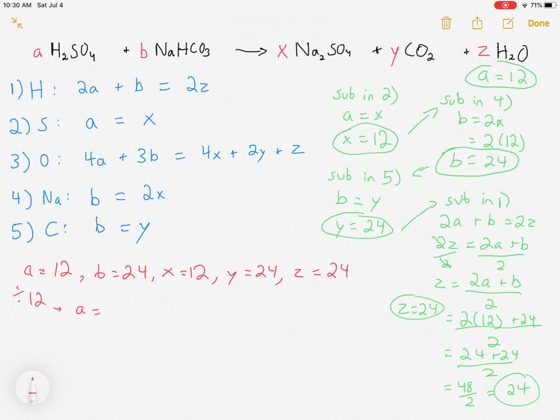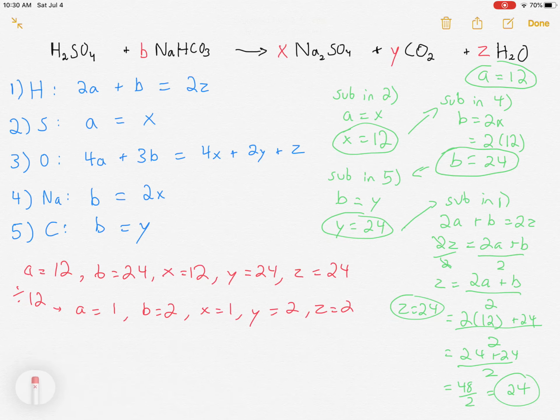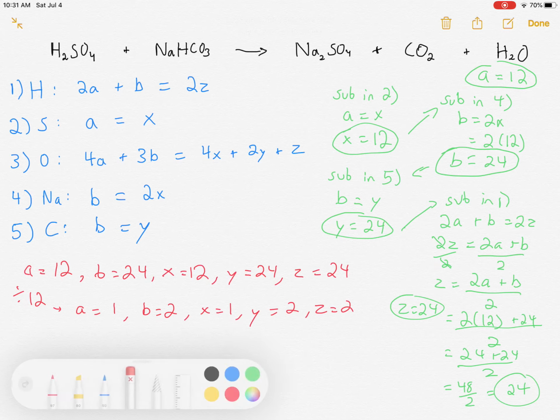So if we divide all the coefficients by 12, right, and we can do that because we're only looking for a proportion, not actual values. We're looking for a proportion. So divide everything by 12 to get lowest terms. A ends up being 1, b is 2, x is 1, y is 2, and z is 2. And this here gives us the final coefficients that we need to balance our overall equation. So then the last thing that I do is I go back to the top, I get rid of my placeholder variable coefficients, and I replace them with the coefficients that I solved for.